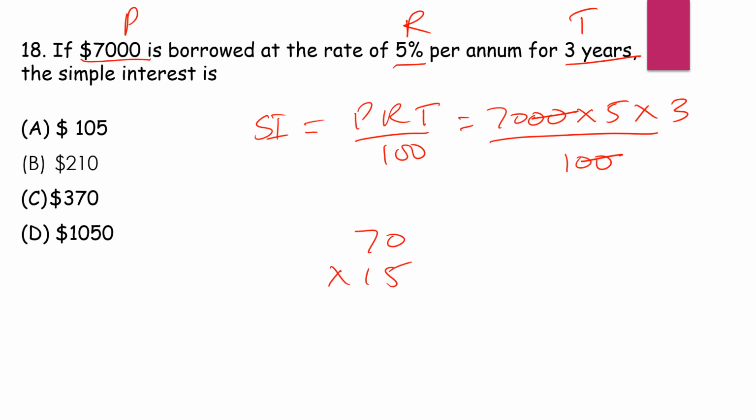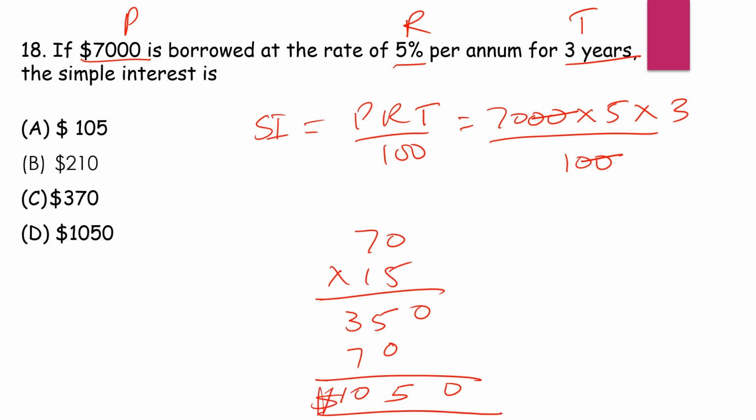So 5 zeros are 0. 5 times 7 is 35. 1 0, we're going to put that number under the 5. And 1 times 7 is 7. So that's 0, 5, 10. So the answer is D.